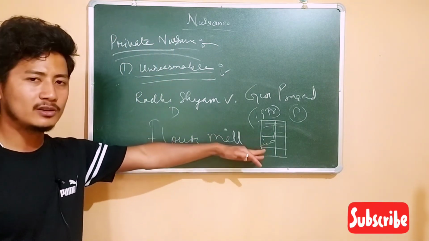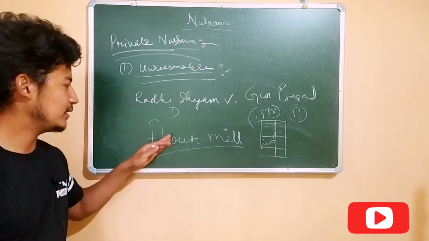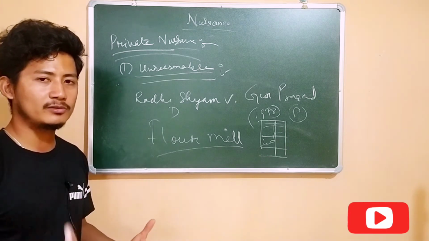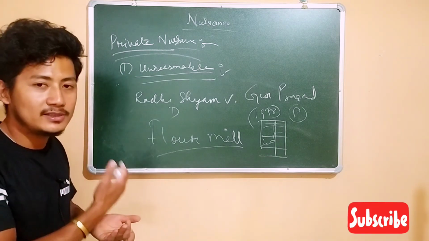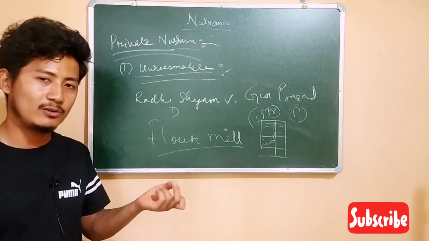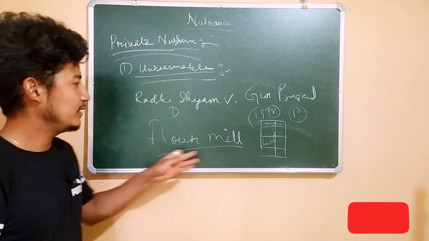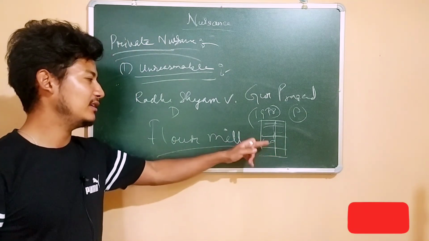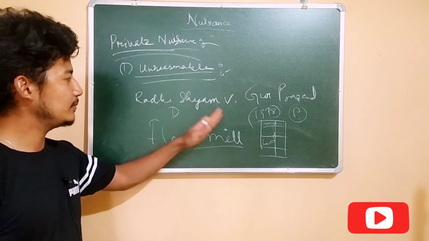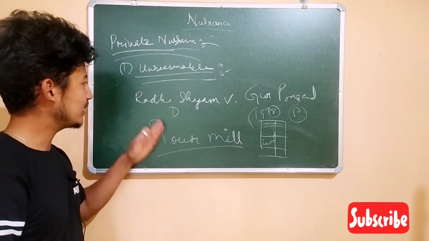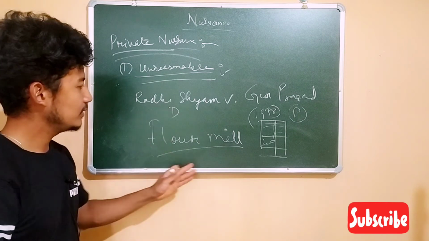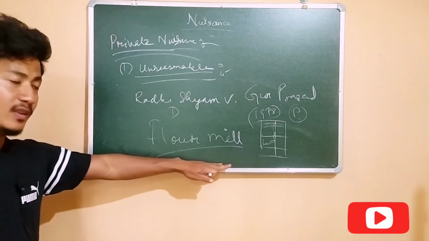Because if he installs that flour mill there, that will cause what? That will cause a nuisance, a lot of sound and noise. As we have seen previously, nuisance can be created by gas, fumes, sound, noise, anything. So if he installs a flour mill there, that will cause a nuisance to the people living in that building. That's why the people filed a suit against Radheshyam in court to prevent him from installing the flour mill there.